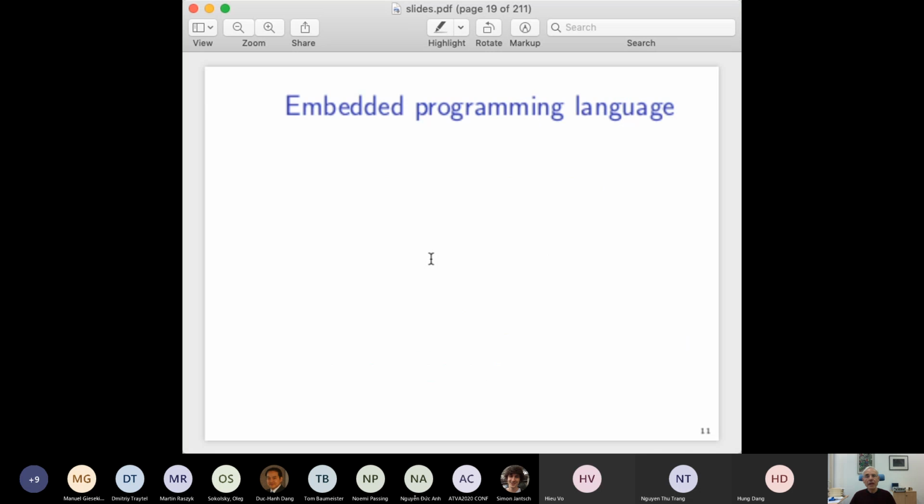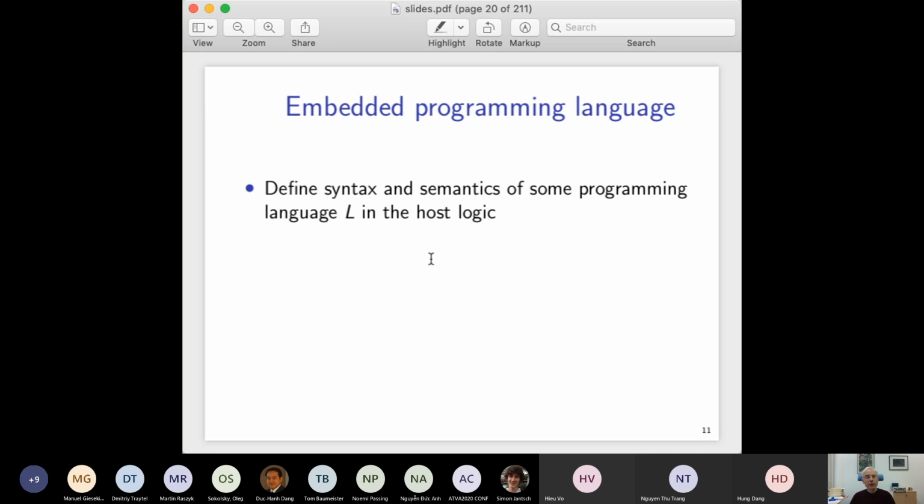Logic is by its nature a functional thing, and so therefore your expressiveness is restricted to a particular style of programming. The alternative is you embed some programming language of your choice in the logic of the theorem prover, meaning you really define the syntax and the semantics of some programming language L in the host logic of the theorem prover. And then you derive verification rules for L, for example, Hoare logic, from the language semantics. And then you use those rules.